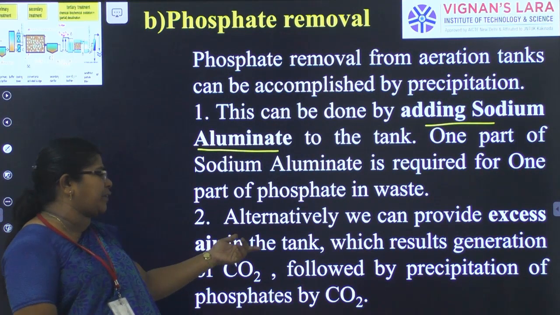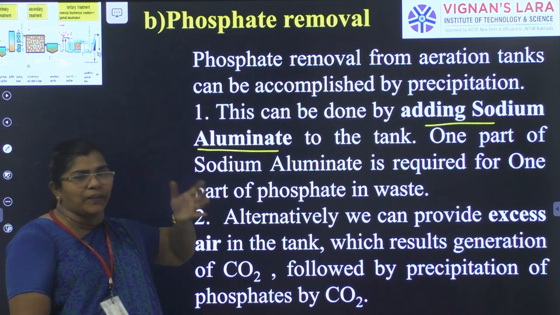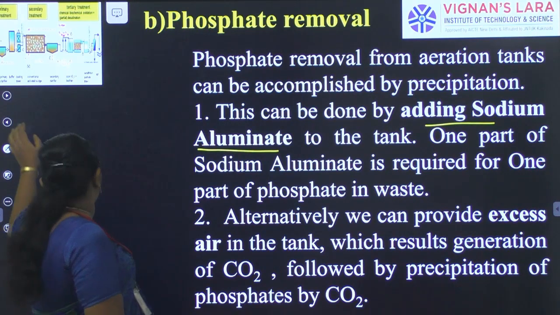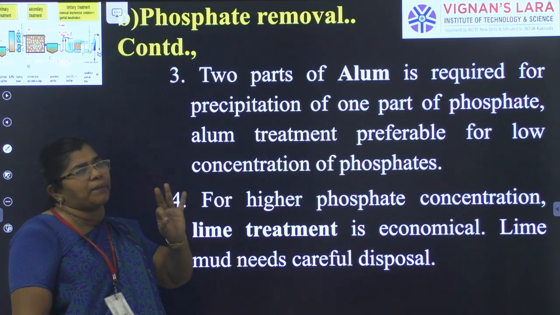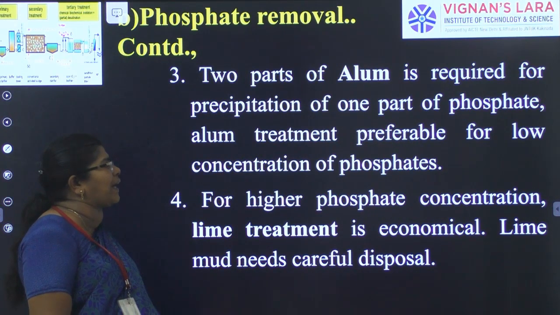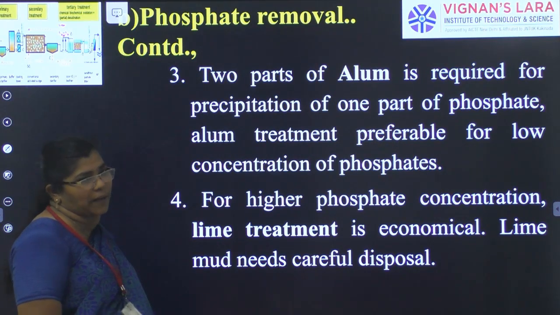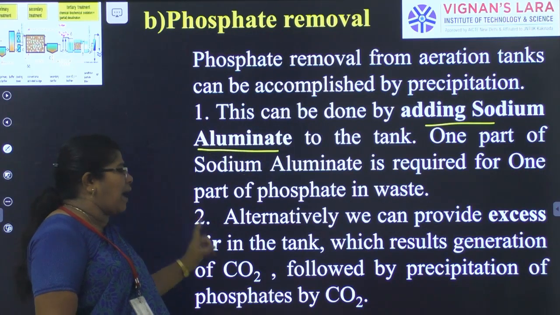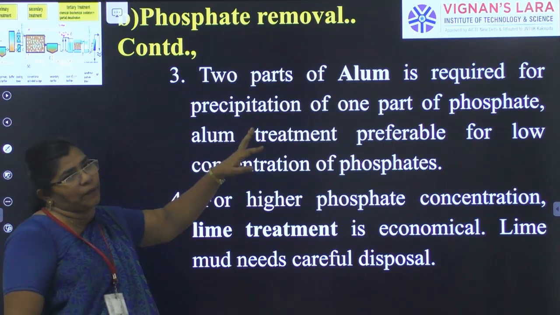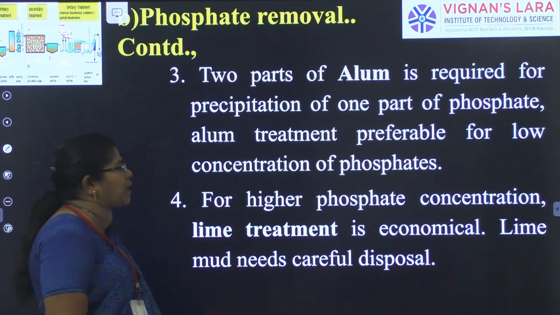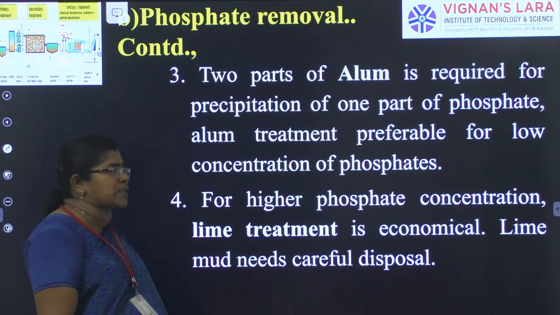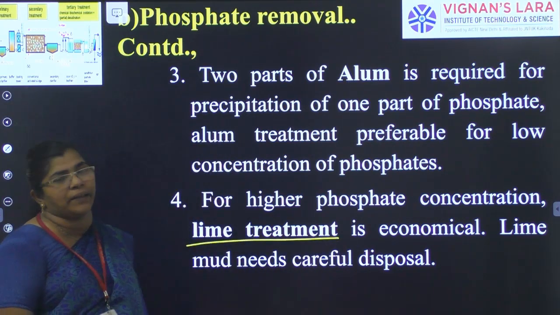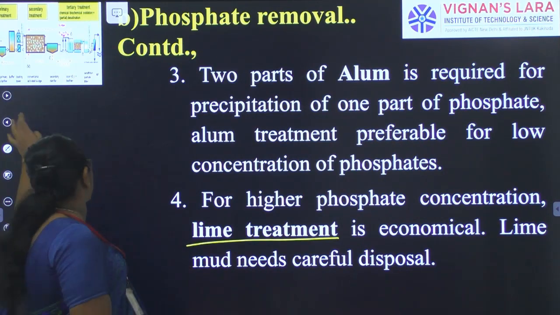Alternatively, we can provide excess air into the tank, which results in generation of CO2. We go for more aeration, by which CO2 will be produced, and precipitation of phosphate by reaction with CO2 will take place. The third way to remove phosphate is alum: 2 parts of alum are required for precipitation of 1 part of phosphate. So the first is adding sodium aluminate, 1 part to 1 part, or else we can provide excess air. The third is providing alum, 2 parts for 1 part of phosphate. But everything ends in a precipitation process. For higher phosphate concentration, lime treatment is economical. Lime mud is mostly produced, and it can be taken for disposal.